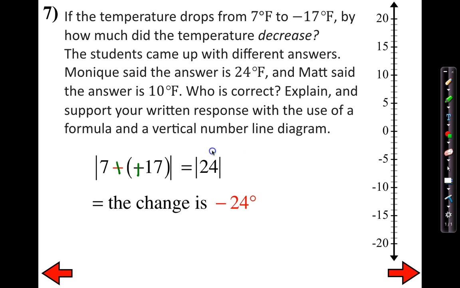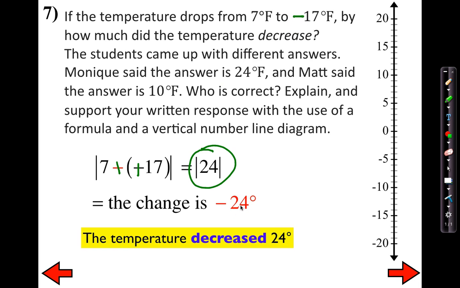After I found that the distance between the two numbers is 24, again, because I can see here that it's negative, it went down. That's why I put negative. So the temperature decreased 24 degrees. So who was right? Monique was, because she did claim that the answer was 24 degrees.